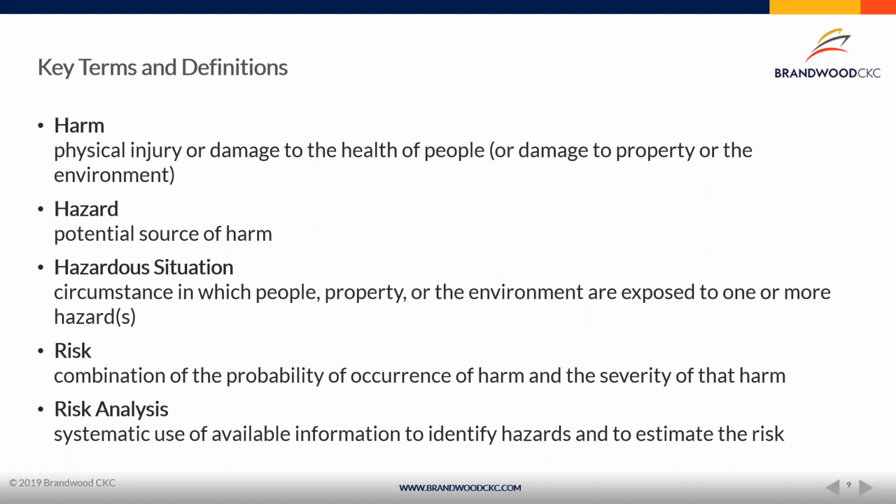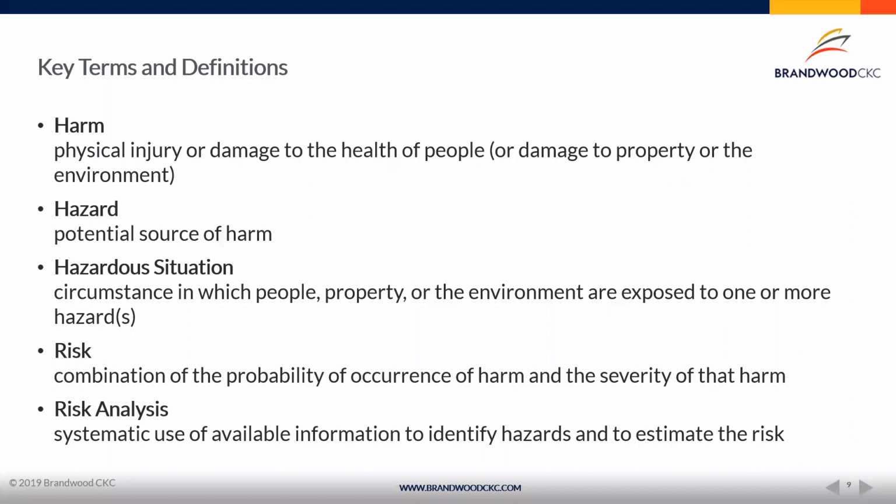Start out with some key terms and definitions. And I think this is important because a lot of times we get stuck on the terminology. So the first one is harm. And harm is really meant to be the physical injury or damage to the health of a person. And it also includes the property, environmental thing. But if we focus on the end user, it's really, what is the physical injury or issue that it creates with an end user?